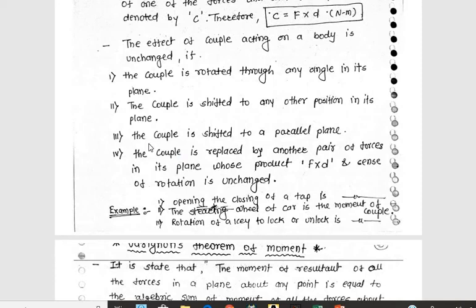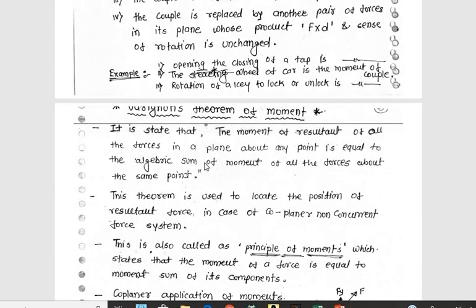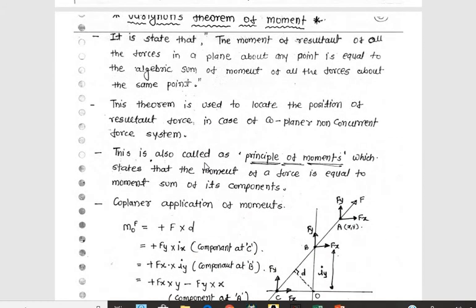So now moment is over, couple is over. Now the next important concept we are going to discuss is Varignon's theorem of moments. This is very important. See its statement.